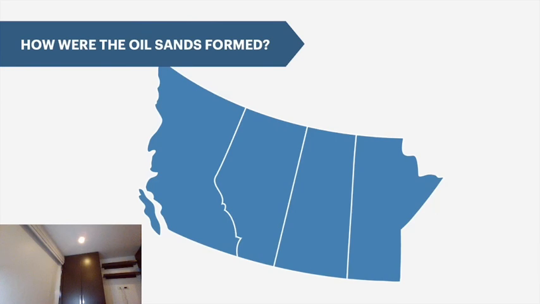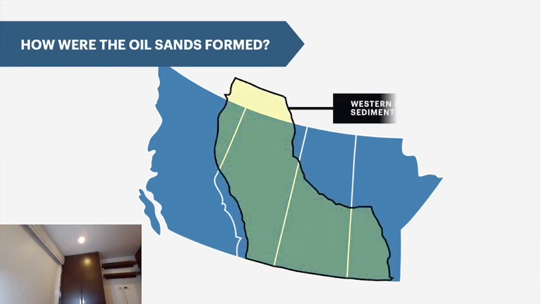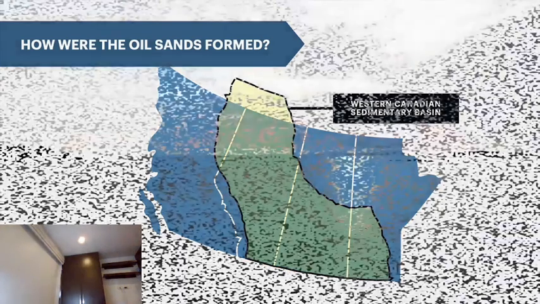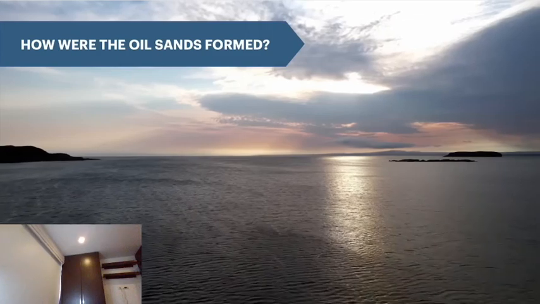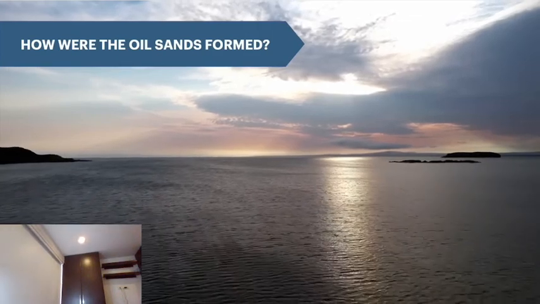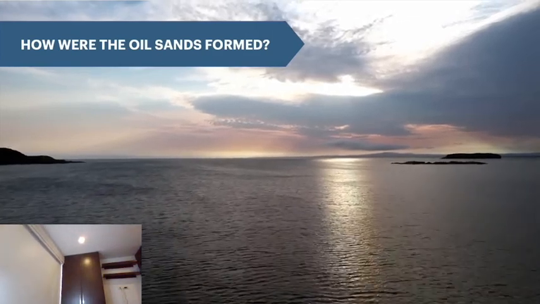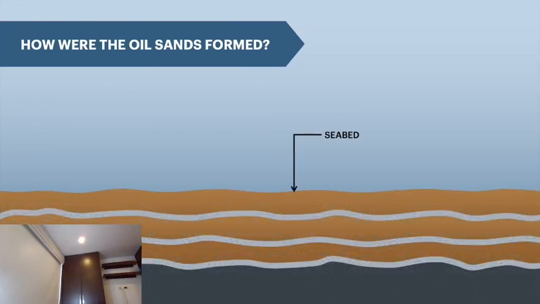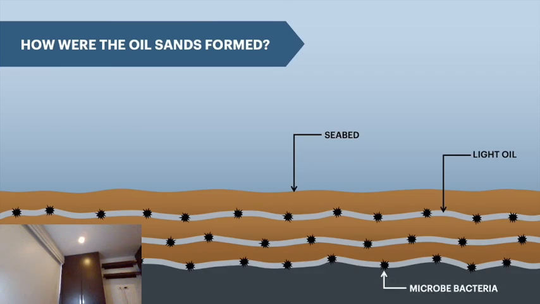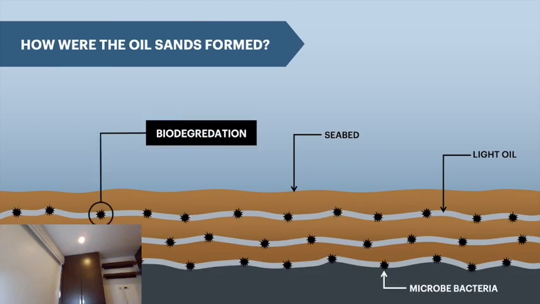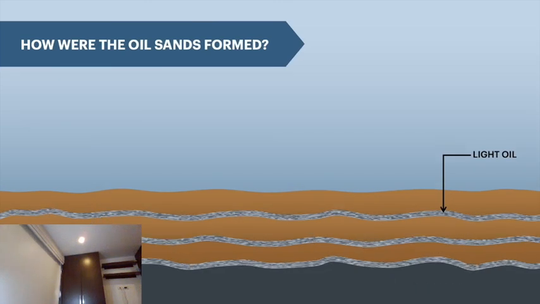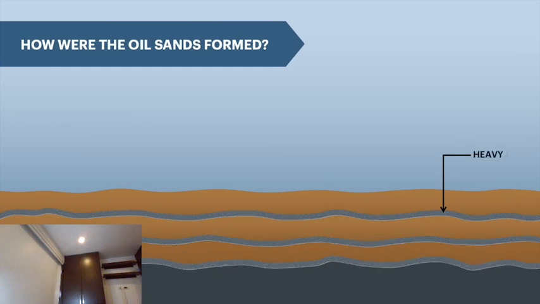Alberta's oil sands are contained within the Western Canadian Sedimentary Basin, which formed from the decomposition of plants and marine life about 200 million years ago, when Western Canada was believed to be mostly underwater. Microbacteria contained within the oxygenated water fed off the lighter hydrocarbon molecules, leaving behind a heavy, complex hydrocarbon known as bitumen.